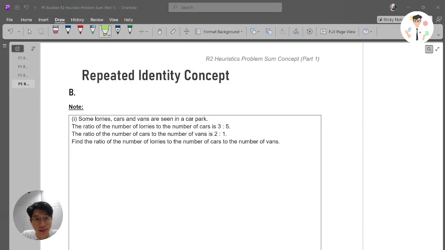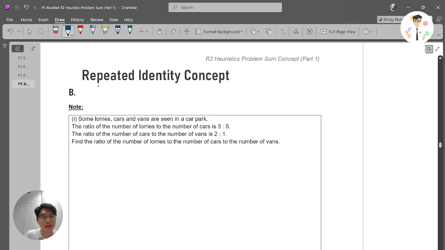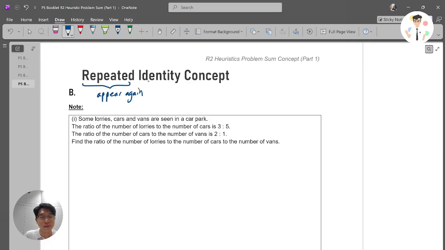Welcome back to digital class, and now we're looking at a new concept, the second concept that we'll be learning in this booklet. It is called the repeated identity concept. What does it mean by repeated identity? Repeated here basically means that it appears again. And identity means that we're referring to something, okay?